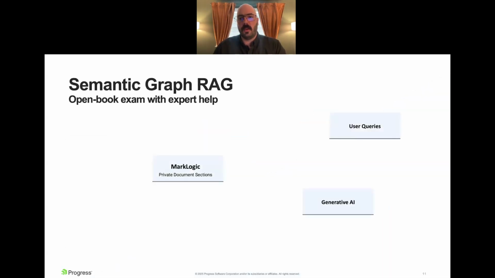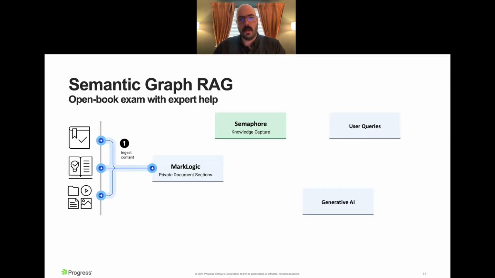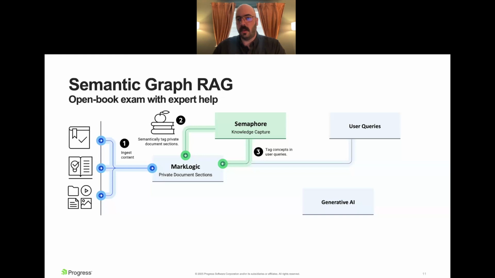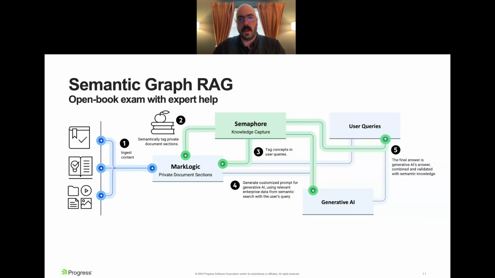So the end-to-end workflow really looks something like this. We ingest our content into MarkLogic. We tag it with Semaphore to add additional contextual metadata. We allow the user to ask a query, which will then search those private documents. We'll provide a prompt along with the information that we find in those records to the generative AI, and it finally answers its question.